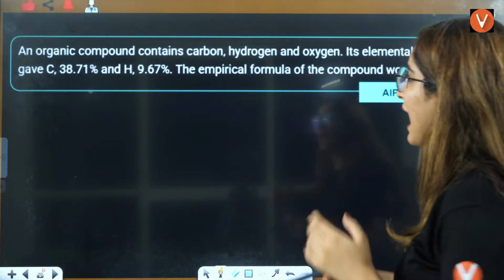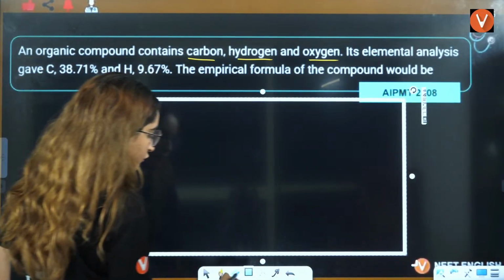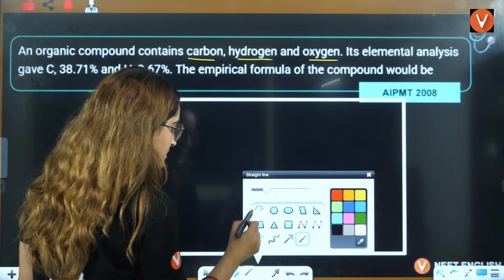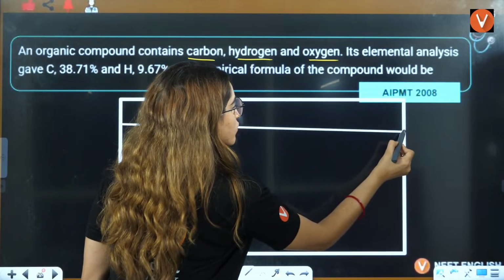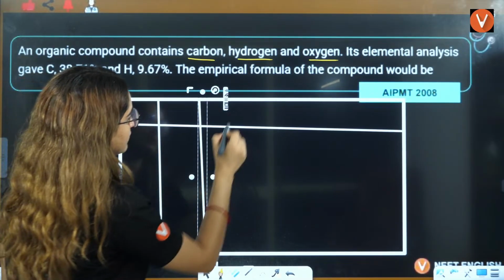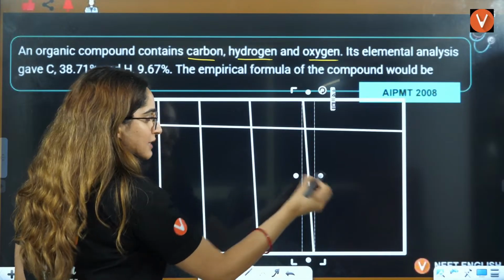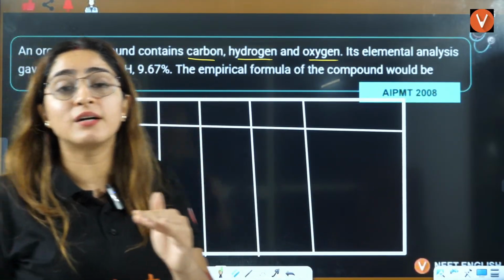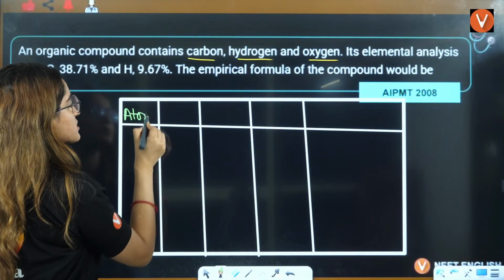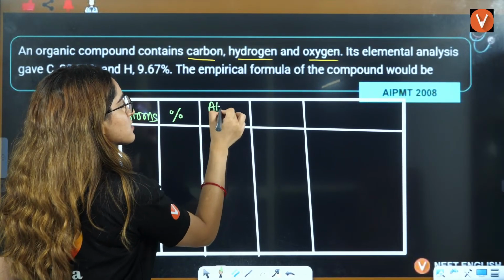The AIPMT 2008 question: an organic compound contains carbon, hydrogen, oxygen. Whenever you have to calculate the empirical formula, you will always draw a table. In that table, the first column is atoms. Then percentage of atoms. Then atomic mass of atoms. Then you divide percentage by atomic mass to calculate moles. Then there will be a simple whole number ratio. This is the same method you will always use to calculate the empirical formula, right? So here we talk about atoms, here percentage, and here atomic mass.